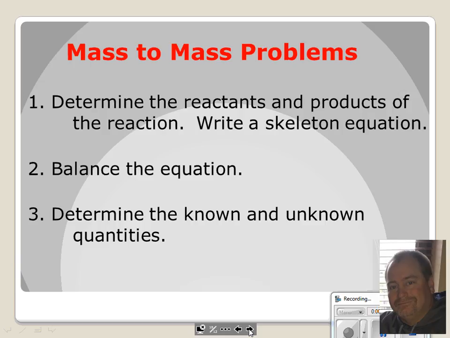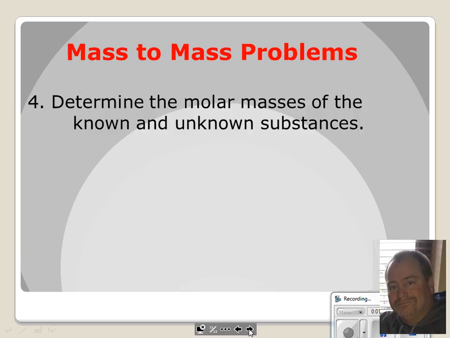Okay, it says mass to mass, but what we're going to do today is mass to volume, volume to mass, volume to volume. And it's a lot easier than what you've been doing previously. So, we have to do these with all types of problems. We need a balanced equation. We need to know what we have and what we are looking for. Now, the steps that are changing are 4 through 7.